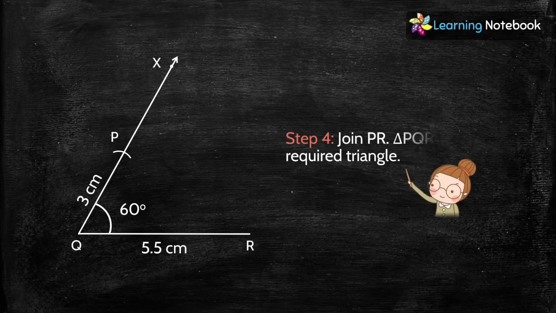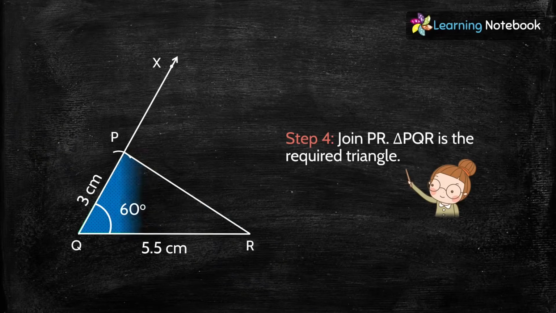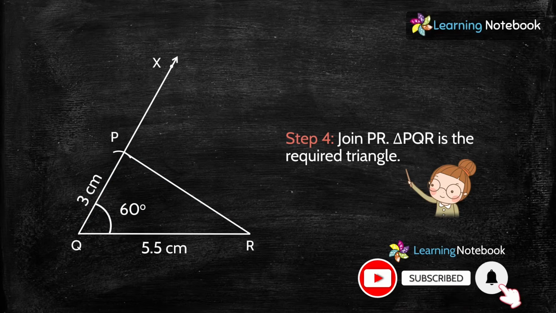In the last step, join PR. So this triangle PQR is the required triangle. So this is how we construct a triangle when the lengths of two sides and the measure of the angle between them are given to us.